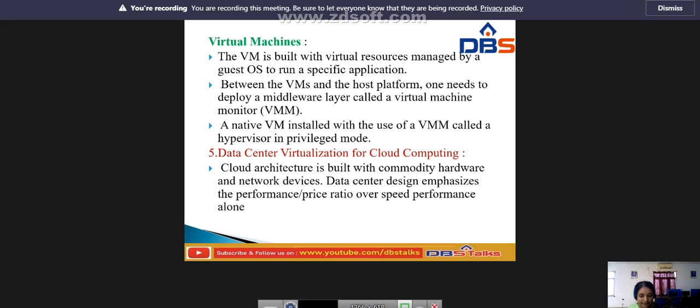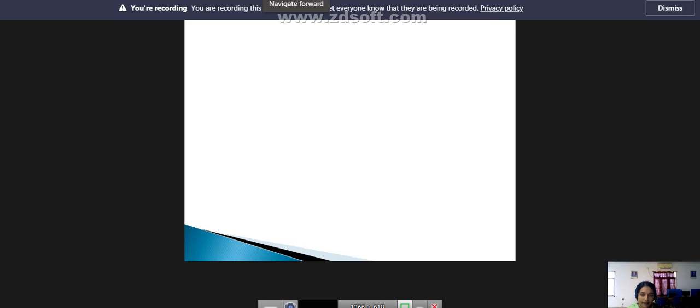So next coming to data centers. Data center virtualization for cloud computing. In this section, the cloud architecture is built with commodity hardware and network devices. The data center design emphasizes the performance to price ratio over speed performance alone.